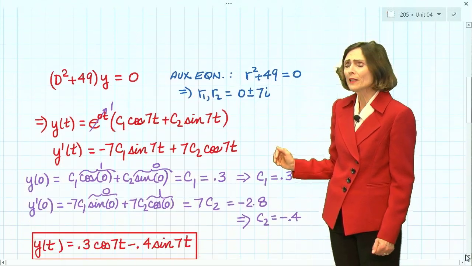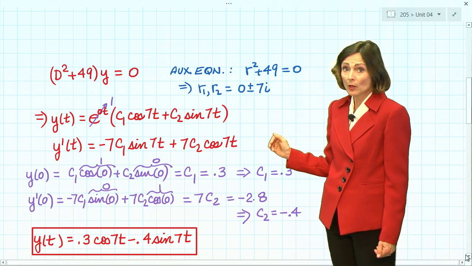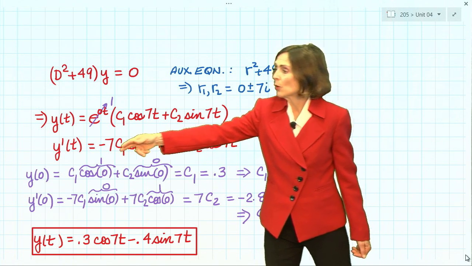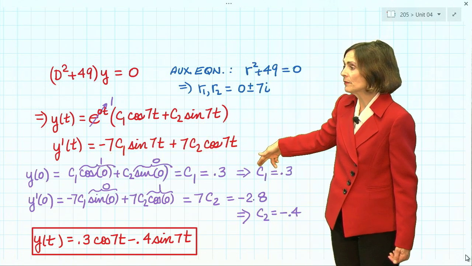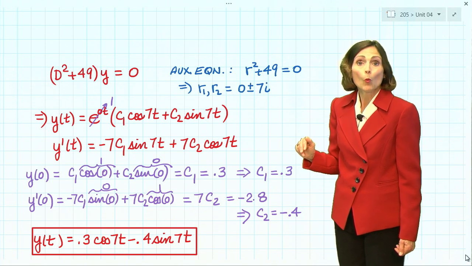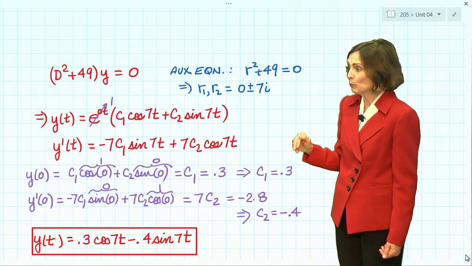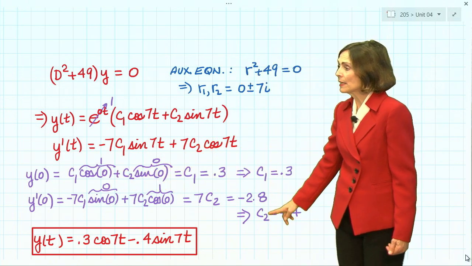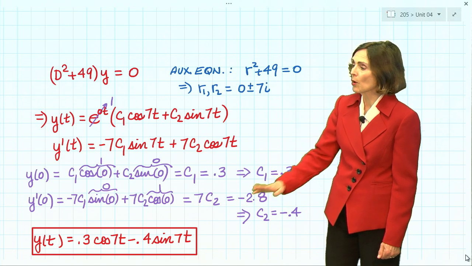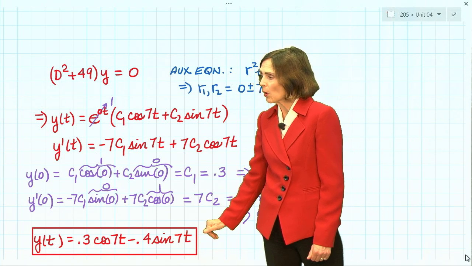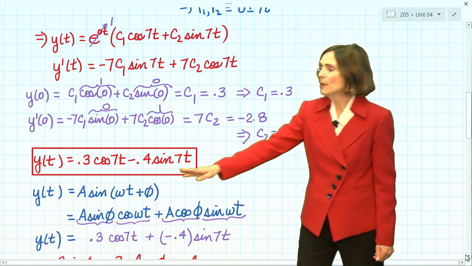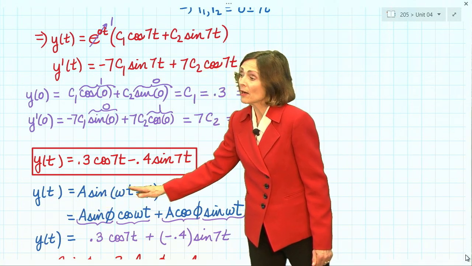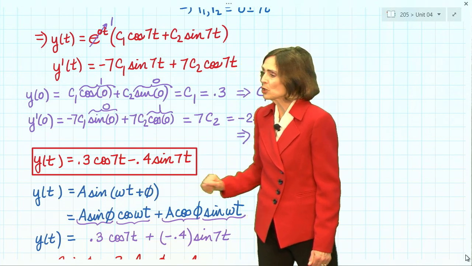Now we can find c1 and c2 by utilizing the fact that y at 0 is equal to 0.3, and when we plug in t equal to 0, we find that c1 is 0.3. y prime at 0 is minus 2.8. When we plug in t equal to 0, we find that c2 is minus 0.4. So we can write y of t in this form, but a more desirable form is this one. We want to write it as a sine of, in our case, 7t plus a phase shift.